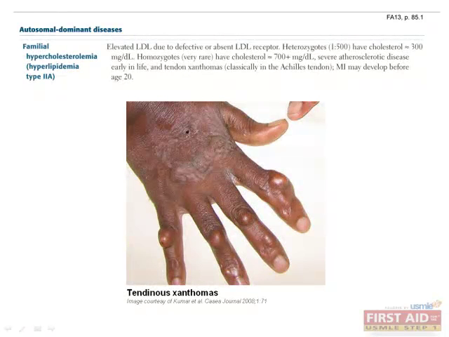Familial hypercholesterolemia results in elevated LDL due to defective or absent LDL receptor. Not having a functional LDL receptor prevents you from removing LDL from the blood, which means you end up with more LDL stuck in the blood. Since it's dominant, heterozygotes are affected, with a prevalence of about 1 in 500 individuals, and they often have a total serum cholesterol over 300.